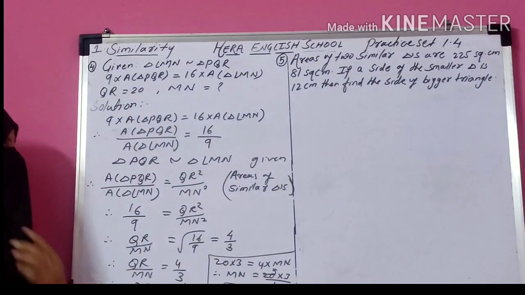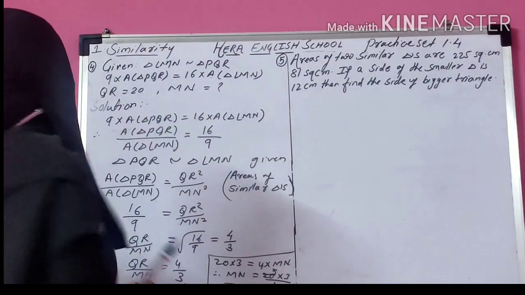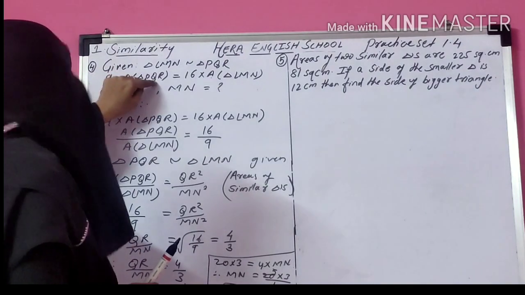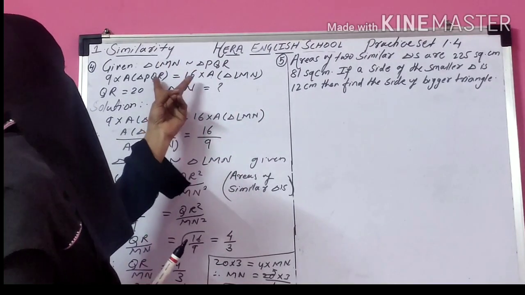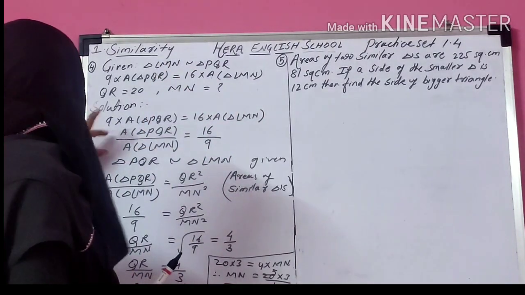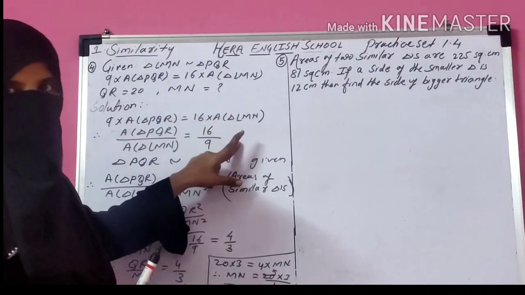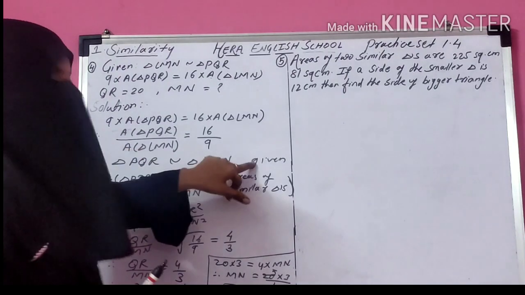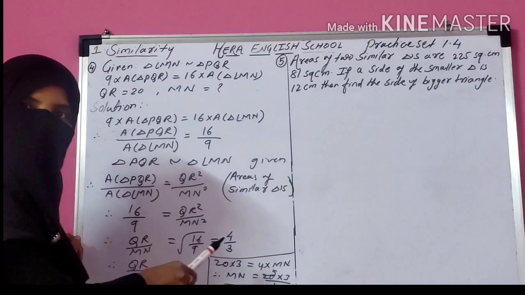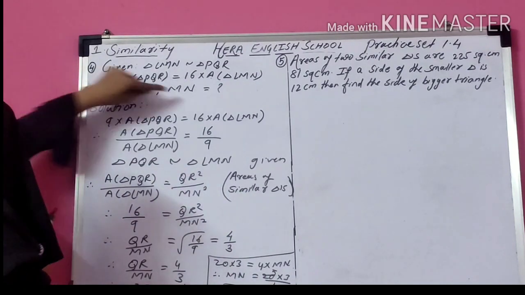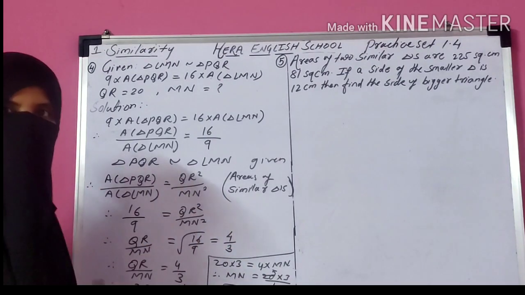Got it? Again I am repeating. In this question there are two triangles that are similar, and 9 times the area of triangle PQR is equal to 16 times the area of triangle LMN. Here we make the ratio of areas of two triangles. So therefore area of triangle PQR upon area of triangle LMN is equal to 16 upon 9. So these two triangles are similar, then the ratio of areas of similar triangles is proportional to the square of the corresponding side. This question requires corresponding sides QR and MN. So I use the corresponding side QR square upon MN square.